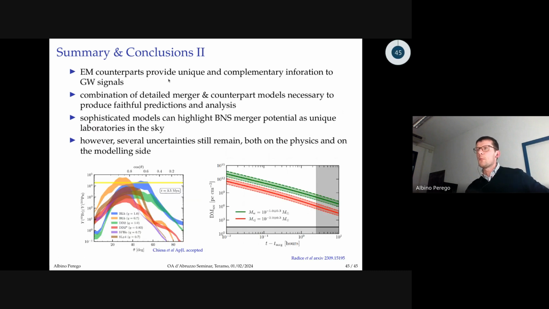And of course, we have to combine them with the electromagnetic counterparts, because this is very complementary to the gravitational wave signal. Only the combination of detailed merger and counterpart models is, I think, the way to go. It's the most promising way. The usage of sophisticated models of binary neutron star mergers is really the key to exploit this wonderful laboratory.